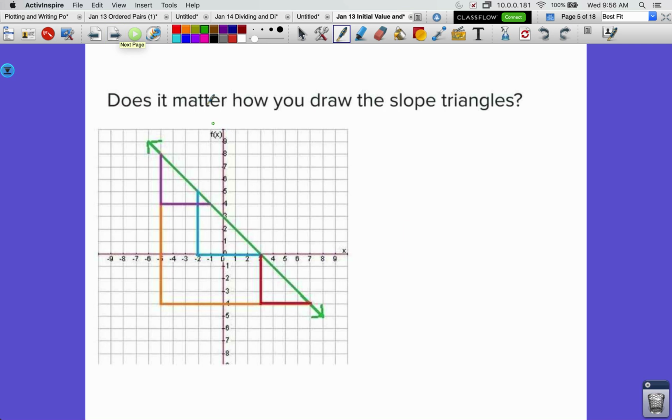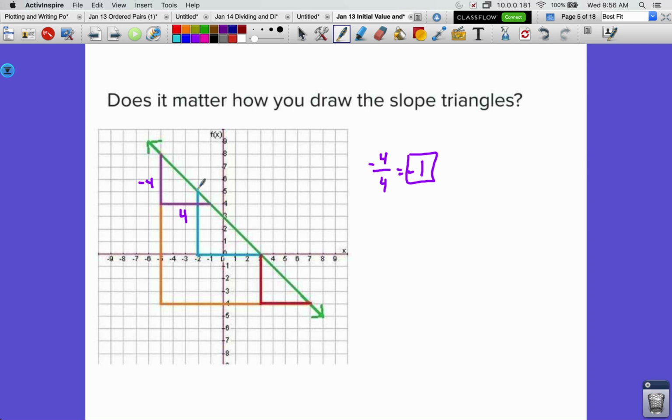All right, does it matter how you draw the slope triangles? Here we see 4 different slope triangles for the same line. Let's calculate the slope for each of these slope triangles and see if it matters how we draw that slope triangle. All right, for this one, I go down 1, 2, 3, 4, so that's a -4, and then over 4. So rise over run, -4 over 4 equals -1. All right, so using the purple triangle, I get a slope of -1.